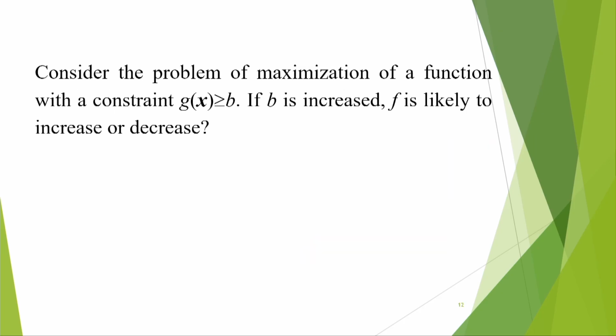Now consider the problem of maximization of a function with a constraint g(x) greater than or equal to b. So if b is increased, then f is likely to increase or decrease. That is the question. So I am maximizing the function f(x). Now the constraint is that g(x) is greater than or equal to b. Now b I am increasing.